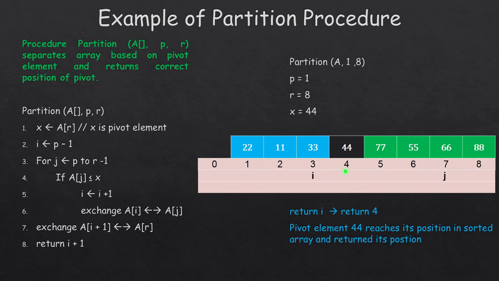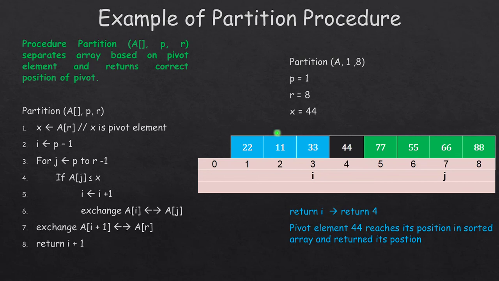So now what happens? Actually our pivot element was 44. The pivot element is fixed at its correct position. You just imagine this, when the list is sorted, this 44 will be at the 4th position. So this is fixed. And also one more thing has happened. The elements on the left hand side of 44 are less than 44. 22 is less than 44. 11 is less than 44. 33 is less than 44. Similarly, the elements to the right of the pivot element, 77, 55, 66, 88, are greater than 44.